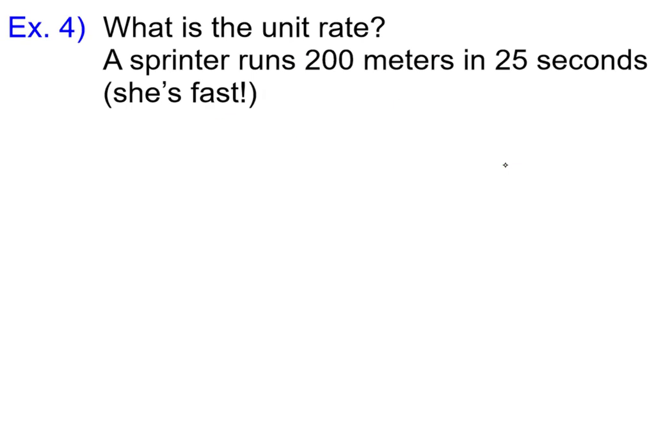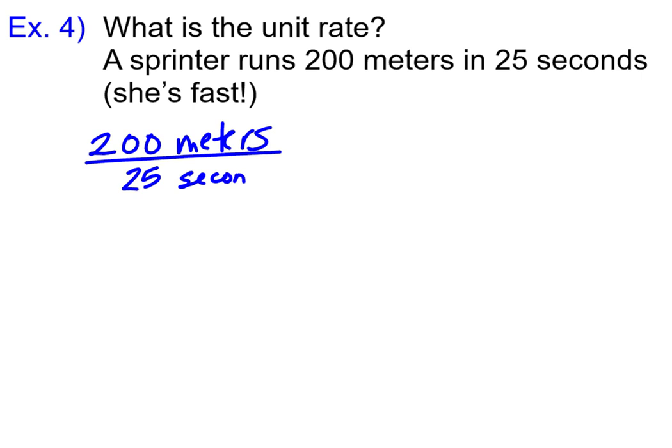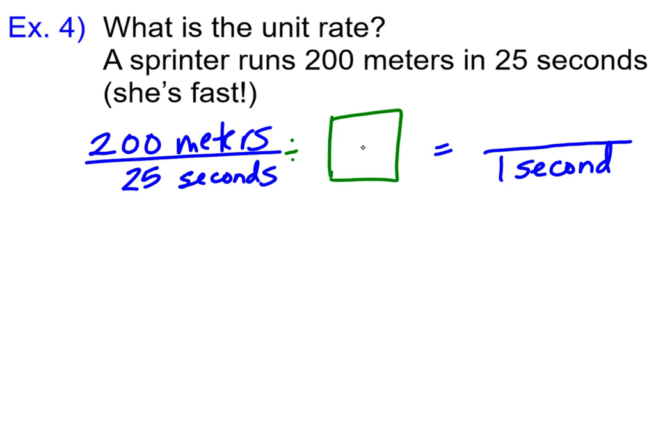Let's try this unit rate again. We're looking at a sprinter that runs 200 meters in 25 seconds, and it says, gee, she's fast. Well, let's see what's going on exactly. 200 meters in 25 seconds. And I want to get a unit rate, so I need it over here to equal 1 second. I want to know, how far does this sprinter go in 1 second? So I need to divide by 25. 25 divided by what gives me 1? It's 25. And 200 divided by 25 is 8.